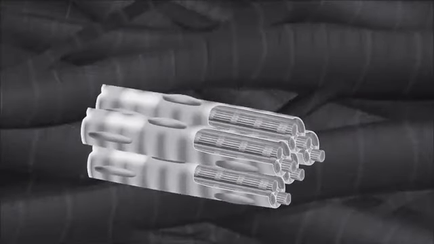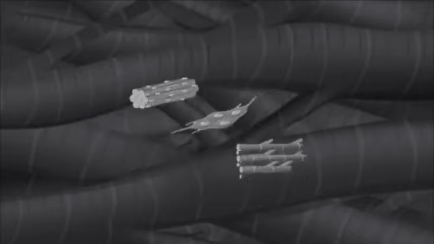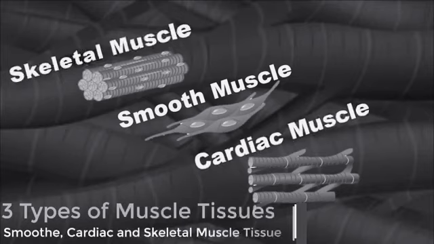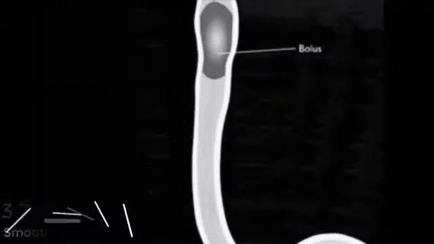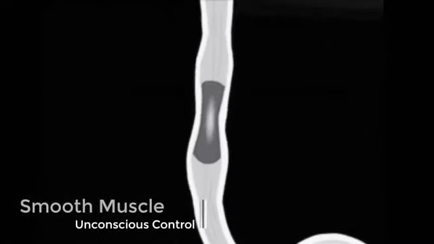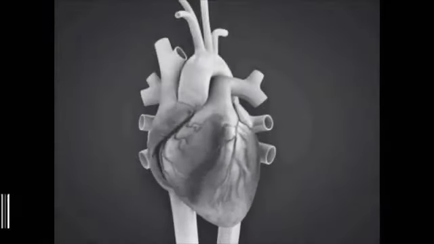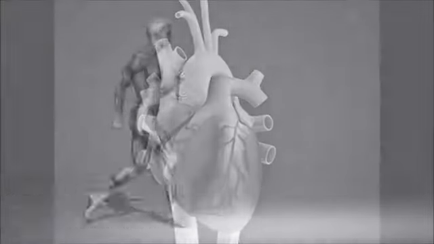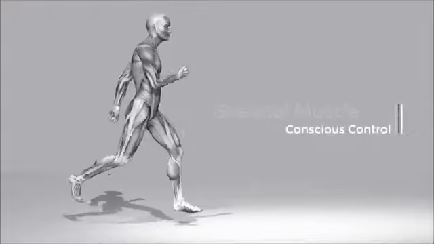Muscle cells come together to form muscle tissue. There are 3 types of muscle tissues: smooth muscle, cardiac muscle, and skeletal muscle tissue. Smooth muscle allows substances to move through the body without conscious control, such as food moving through the digestive tract. Cardiac muscle allows the contractions of the heart muscle. Skeletal muscle attaches to bones, allowing for conscious movement.